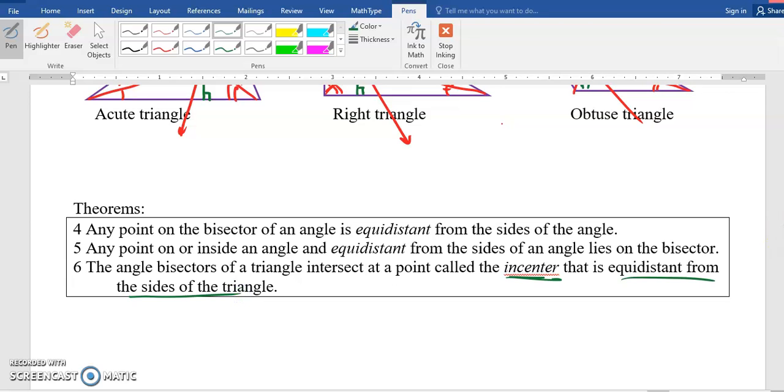Alright. That is bisectors. I'm going to do the others in one more video.